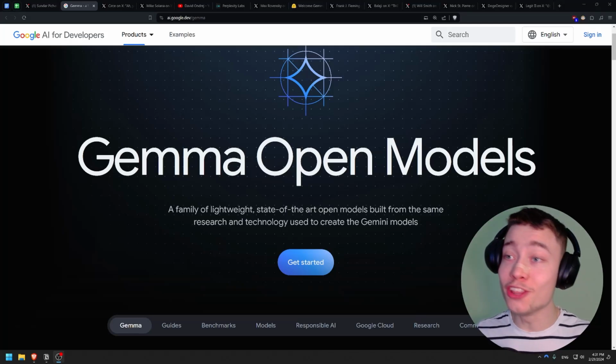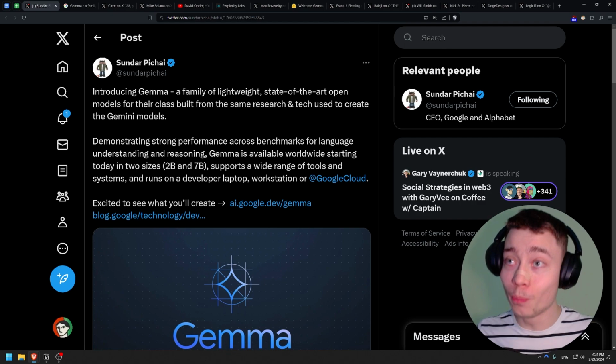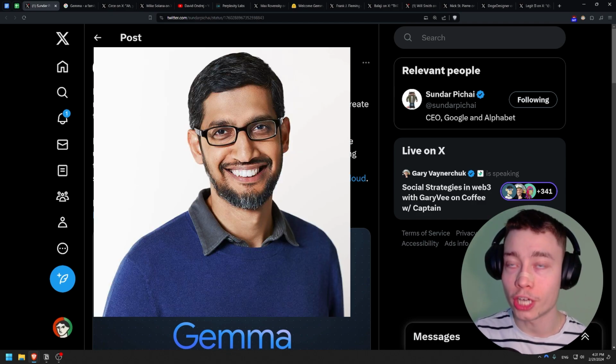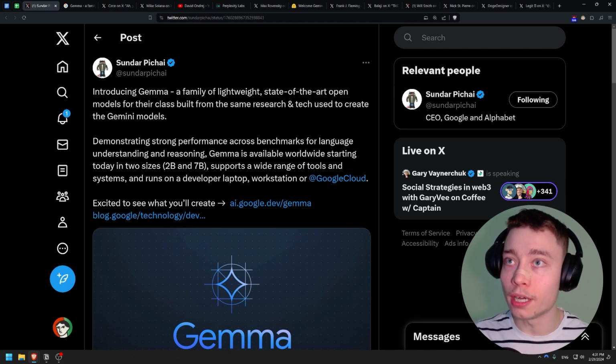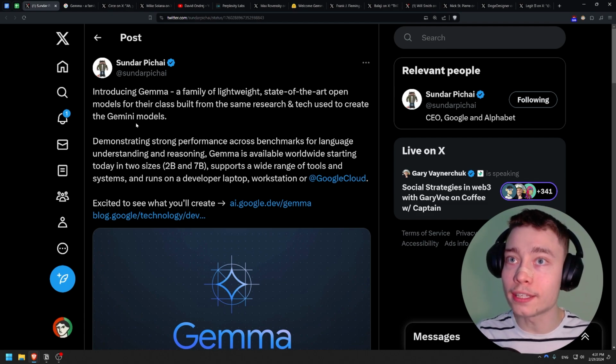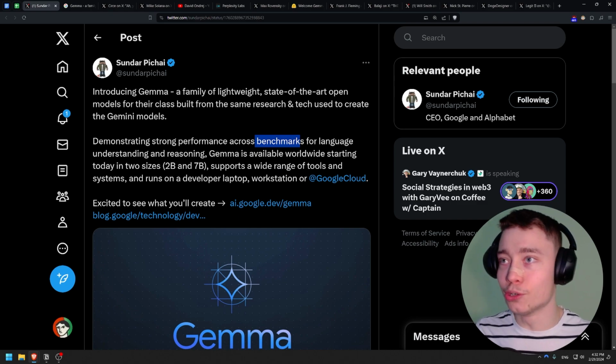Okay, it's safe to say nobody expected this. Google just announced a new family of open source models called Gemma. And this is the official tweet from Sundar Pichai, the CEO of Google. Introducing Gemma, a family of lightweight, state-of-the-art open models built from the same research and tech used to create the Gemini models. The interesting thing is that benchmarks, to be honest, don't really matter.